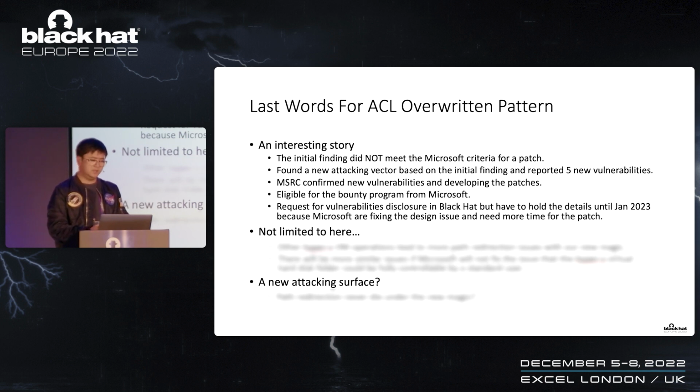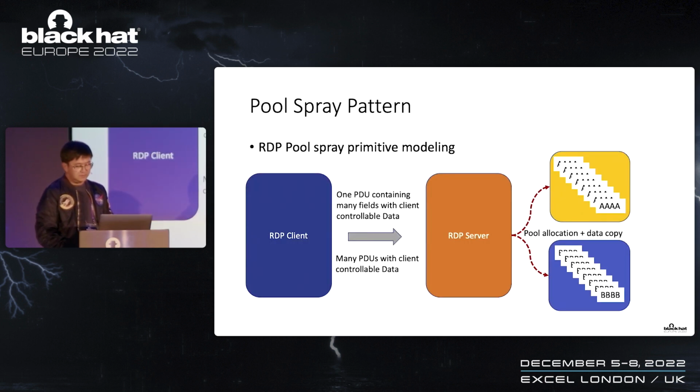The initial finding did not meet the Microsoft criteria, but based on that, we found a new attacking vector and reported 5 new vulnerabilities. Microsoft confirmed them and granted a bug bounty to us, but when we requested vulnerability disclosure at Black Hat, we were asked to hide all the details until January 2023 because they are fixing the design issues. Very interesting, right?